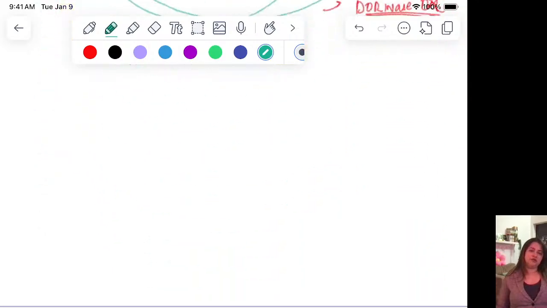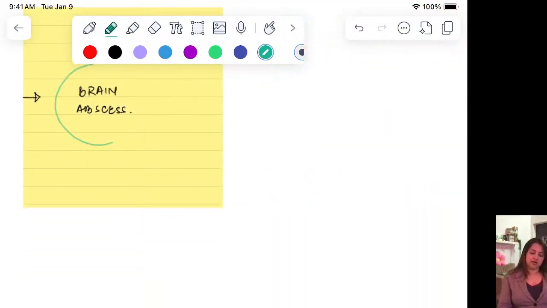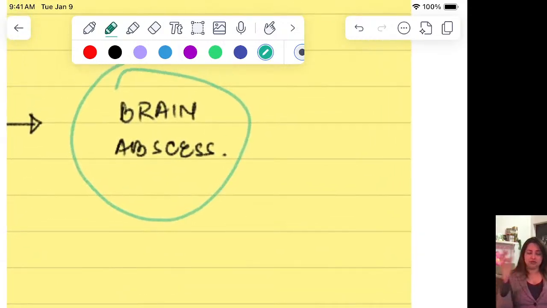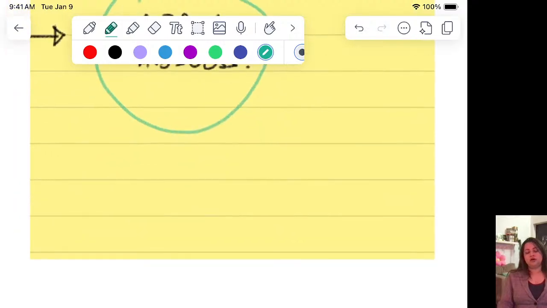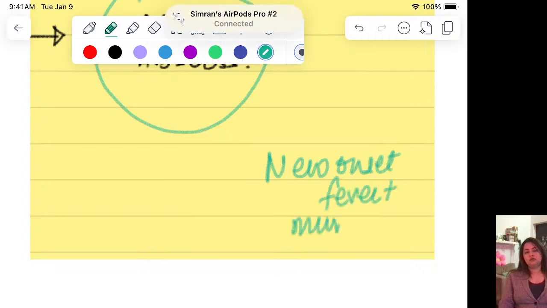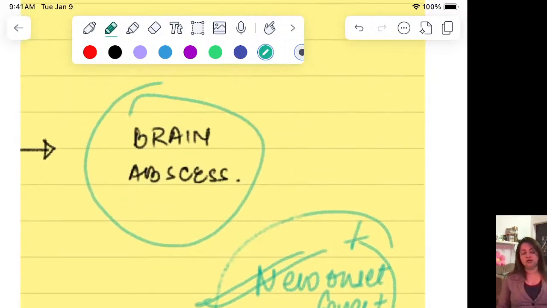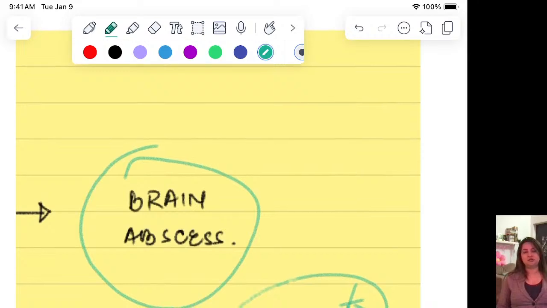So this is clearly pointing towards brain abscess. Remember: any recent dental infection, history of IV drug abuse, and infective endocarditis. For infective endocarditis, always remember new onset fever and murmur. Fever and new onset murmur. Okay? There were no murmurs before and the patient is also having fever. So that's pointing towards infective endocarditis. Okay? And this is a case of brain abscess.